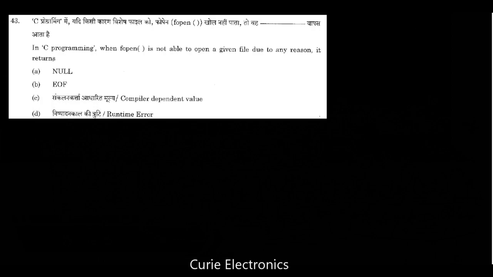In C programming, when fopen is not able to open a given file due to any reason, it returns null. This fopen means file open. To read, to write, or to update a file, first we have to open the file. So for that we have to use fopen in C. That is the command to open the file for updating, reading or writing. If it is not able to open for any reason, it gives a null answer.